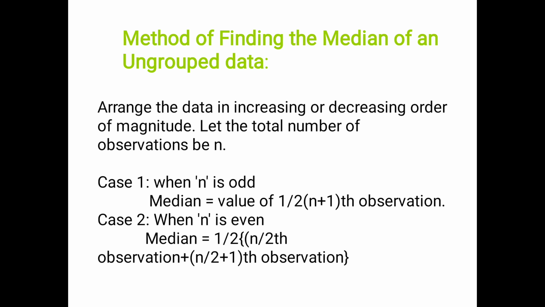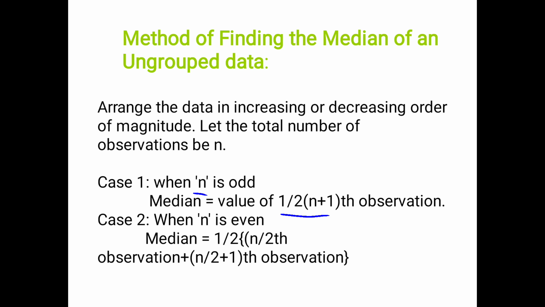See case 1: when n is odd. When n is odd, the total number of data, the counting, is odd. For example, if the total number of data is 5, 5 is odd. If it is 6, it is even. Suppose the number of observations n is odd, then we have a median formula: the (n plus 1) by 2 th observation. That is the (n plus 1) by 2 th observation.